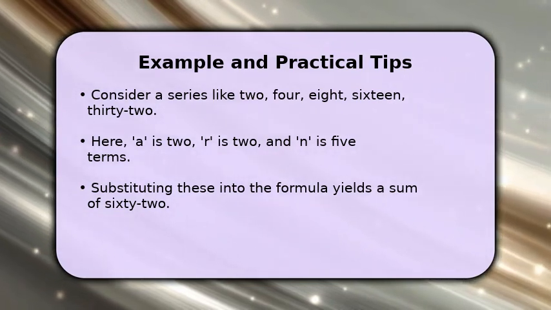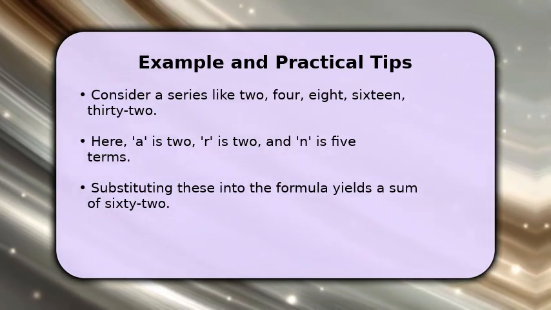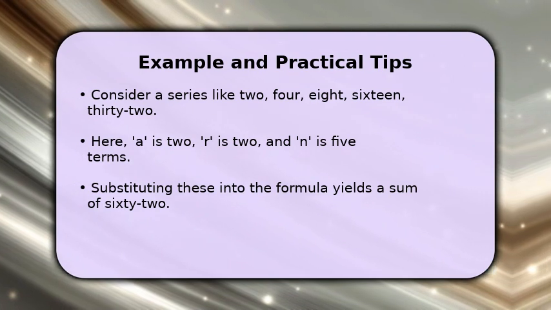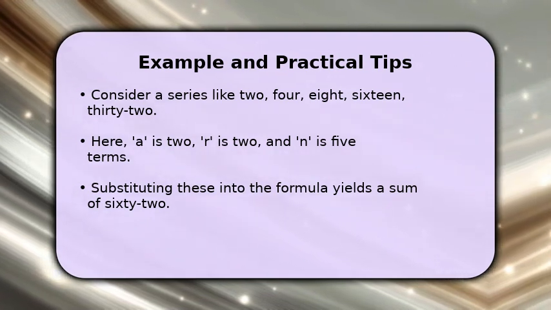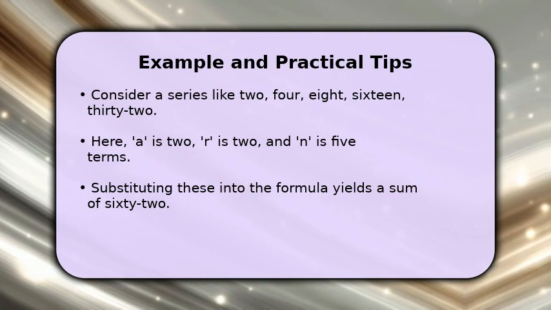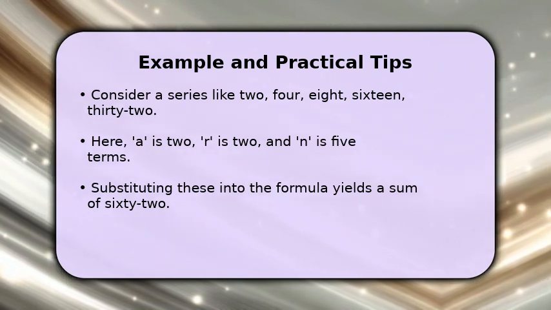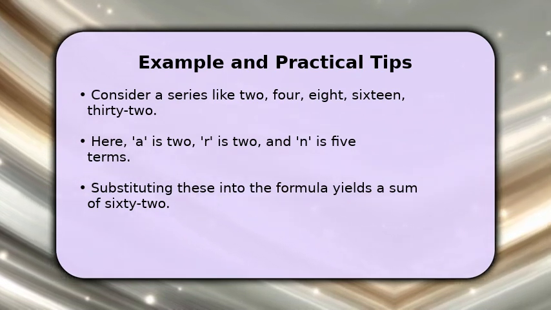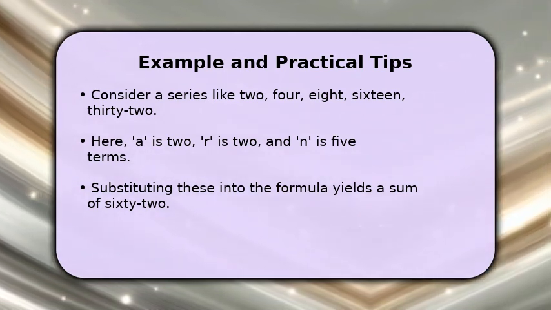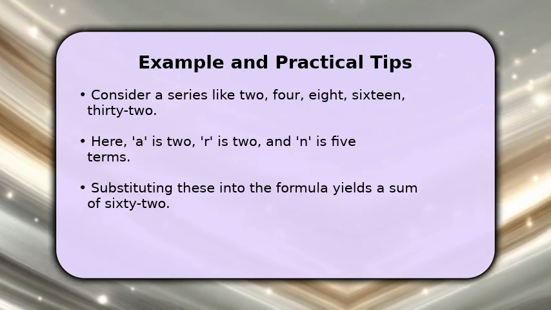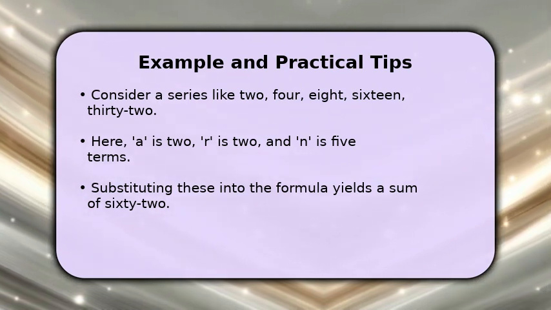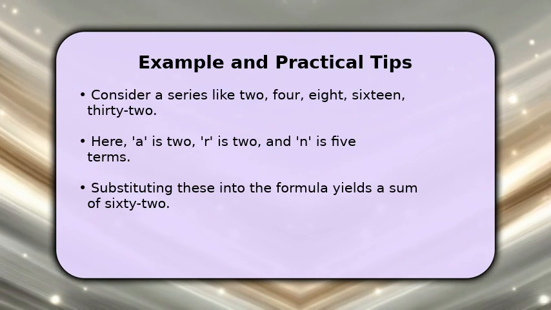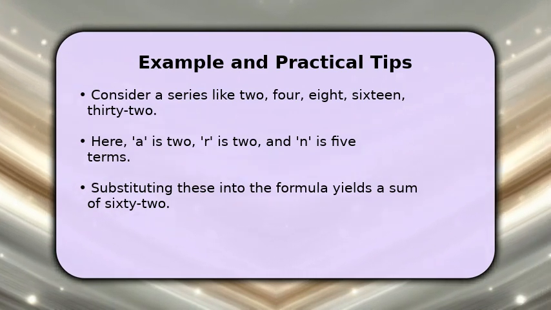Imagine a series starting with 2, then 4, 8, 16, and 32. Here, the first term is 2, the common ratio r is also 2, and there are 5 terms, so n is 5. Plugging these into our formula gives us a sum of 62. A helpful tip: always double-check your calculations, particularly when dealing with exponents and negative common ratios, to ensure accuracy in your final result. Thanks for watching.